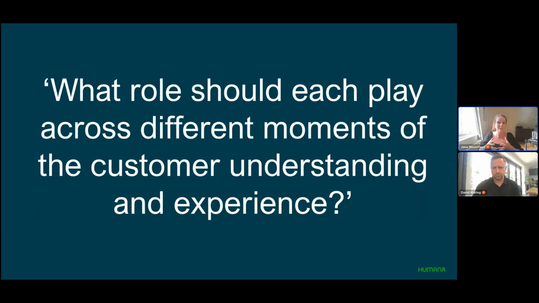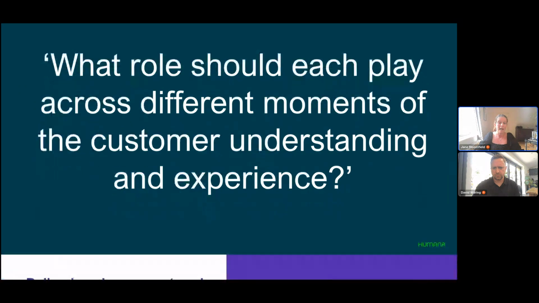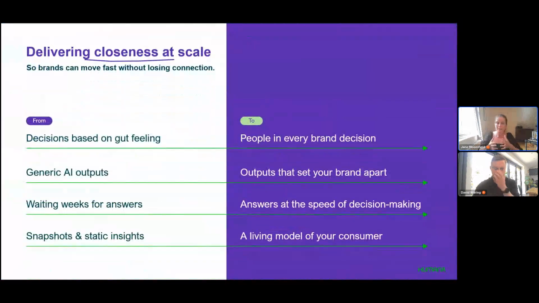And that's where digital twins comes in, because what it's doing is bringing us the best of both. And that's because our digital twins are based on real people. They're based on their real emotions and their real understanding. So it's moving you from decisions that might have to be made on gut feeling because you're under time pressure. It's moving you from generic AI outputs, so that messy middle.